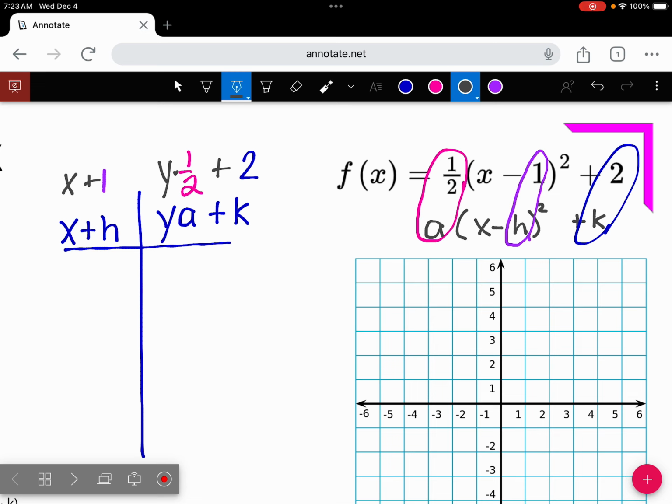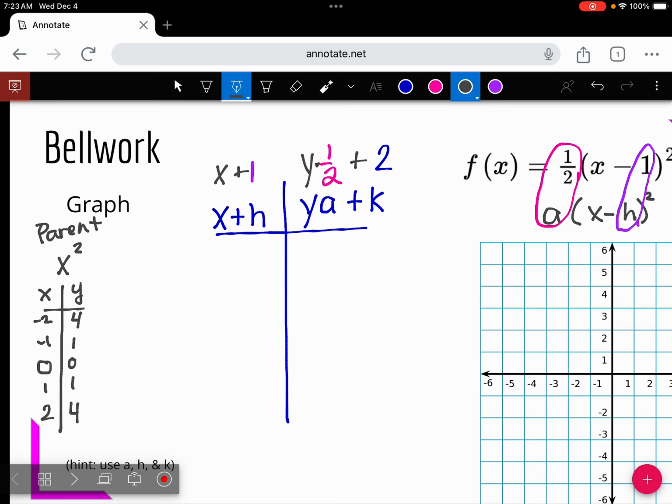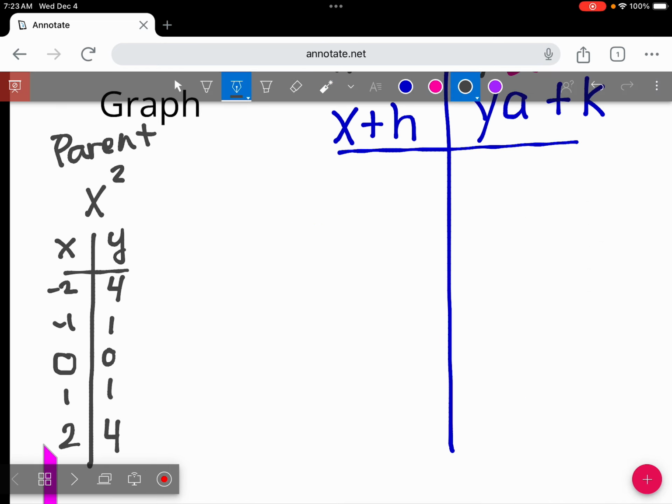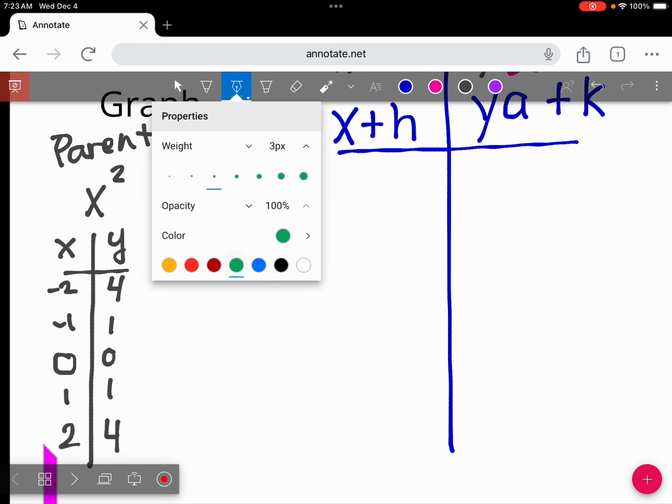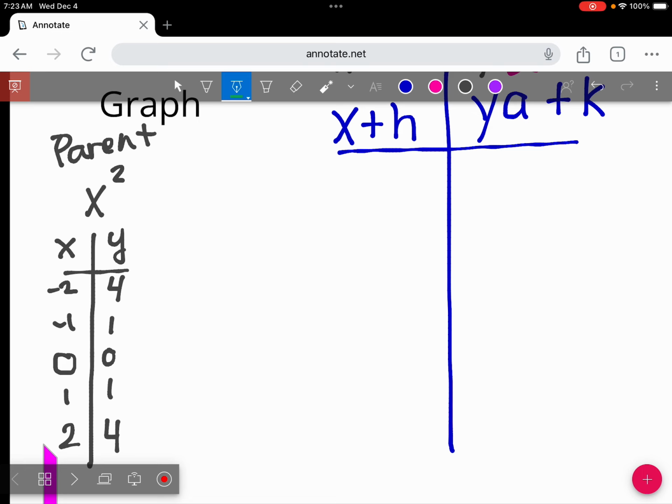So it's all about getting that parent table. The parent table doesn't change in between different quadratics, but the parent table for quadratics is different than the parent table for absolute values, that kind of stuff. So these values change, but these ones don't, unless this does. So if I take all my x values over here and add 1, what are my new x values? -1, 0, 1, 2, 3.